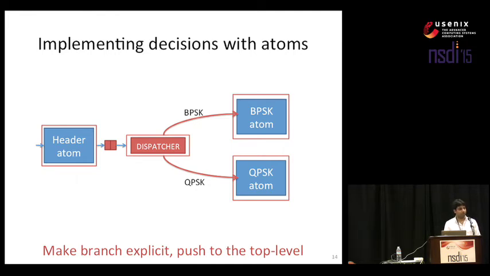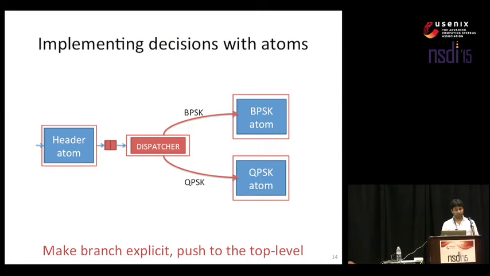And the dispatcher atom can then break the control flow to the appropriate next atom. The point is, we push out all the branches to the top level, and what results is atoms for which you can precisely characterize the timing. So now you can start to analyze the execution time of your final implementation along each path through a state machine that it will take. Details on how you can parallelize state machines are in the paper, which I encourage you to read.